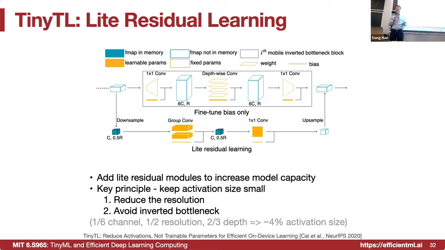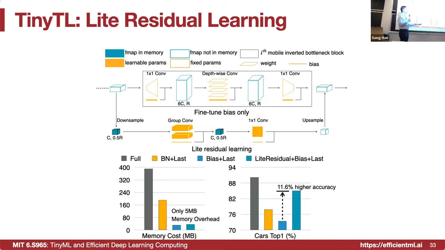When you are designing an architecture from scratch, it should be fine-tuning friendly. Conventional models like MobileNet versus ResNet are designed for inference efficiency, so these are the principles for training efficiency and fine-tuning efficiency. Now we can recover the accuracy by a large margin, compared with both fine-tuning the batch norm versus fine-tuning the bias only.